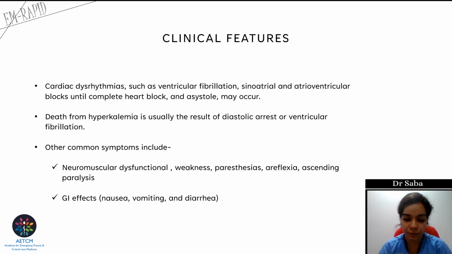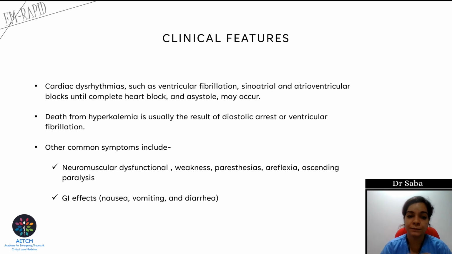To again stress, normal potassium levels are extremely important for normal functioning of a cardiac myocyte. Hypokalemia or hyperkalemia will cause rhythm disturbances leading to cardiac arrest. Whenever there is hyperkalemia, there are cardiac dysrhythmias like ventricular fibrillation, SA node and AV node block, leading to complete heart block and ultimately causing asystole. But what I would like to mention here is, in hyperkalemic cardiac arrest, the heart stops in diastole, whereas in hypercalcemic cardiac arrest, the heart stops in systole.